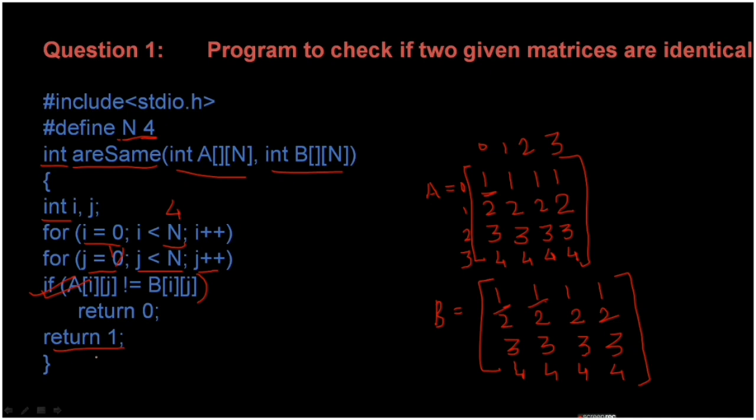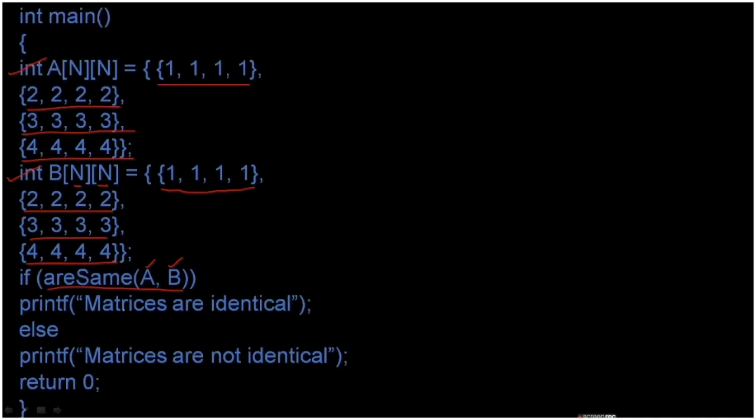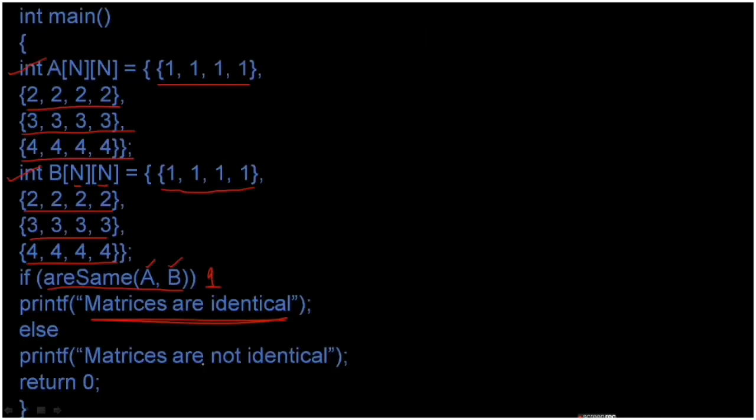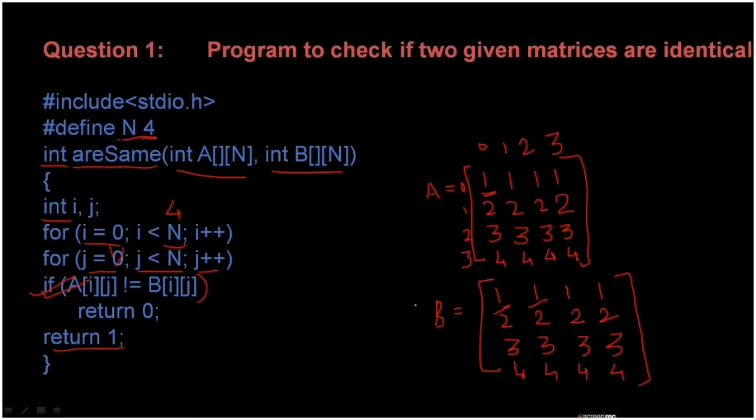So it will return 1 to the calling function. So this is the calling function. Now here this whole call is replaced with 1. If 1 means true, then this condition is satisfied, so it will print matrices are identical. So this is the output: matrices are identical will be printed. So this is the first question which was asked in Wipro.